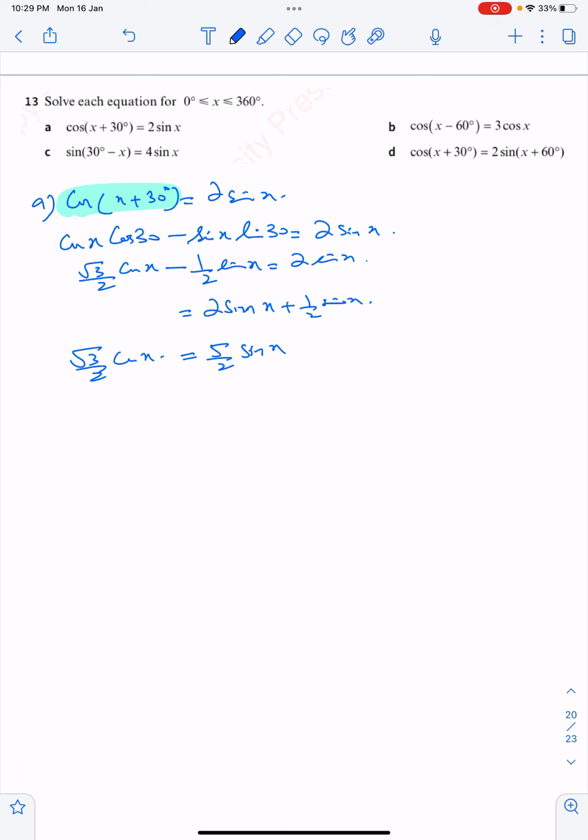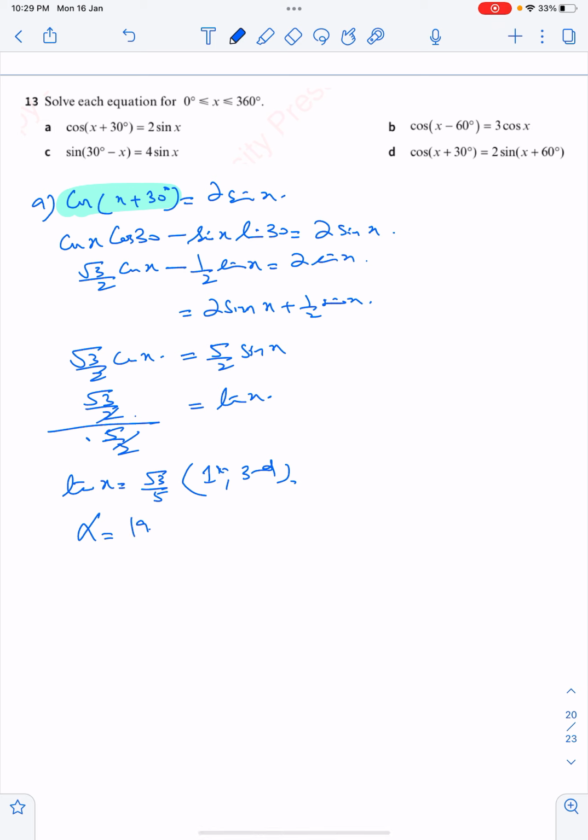If I bring cos x underneath sin x, I will get tan of x, and root 3 upon 2 divided by 5 upon 2. This will become tan of x equals root 3 upon 5. Since it is positive, you have to look into the first and the third quadrant. I am finding the basic angle, tan inverse of root 3 upon 5. The basic angle is 19.1. So in the first quadrant it is going to be 19.1, in the third quadrant it will be 180 plus 19.1, which is 199.1. You have to give the answer up to one decimal place for angles in degrees.